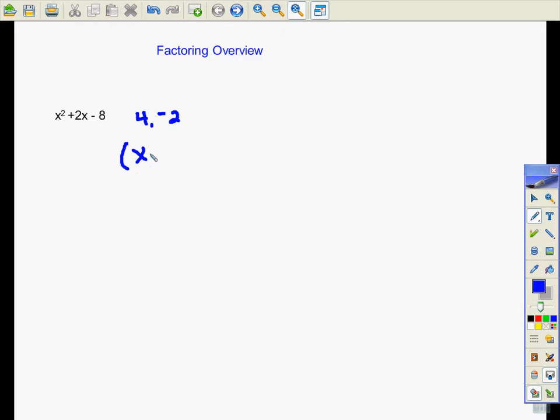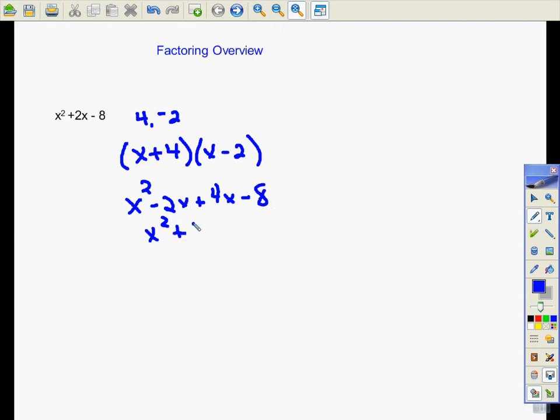So we know we can write down our factors, x plus 4 and x minus 2. And don't forget, we can go back and FOIL this out to see if we do have the right combination here. So plus 4x minus 8, and we can see that the x terms combine, and it does check out. So that is the correct factorization of that trinomial.